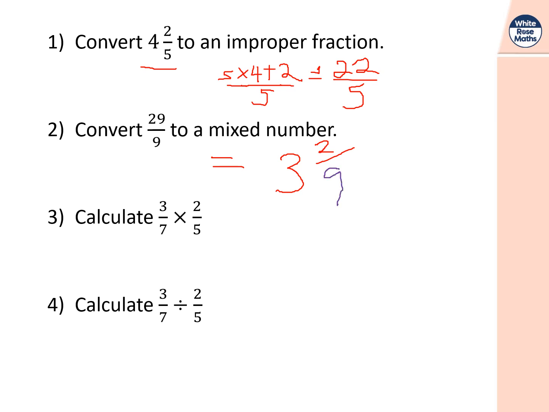And again, you can check your answer by doing 9 times 3 plus 2. Do I get 29? Well, 9 times 3 is 27, plus the 2 is 29. So that does confirm my answer to be correct.